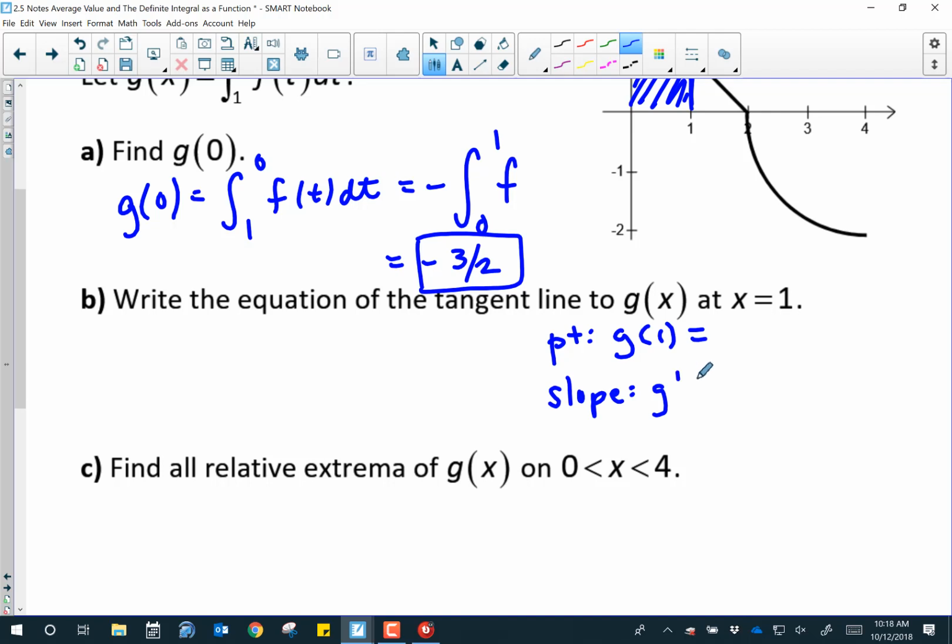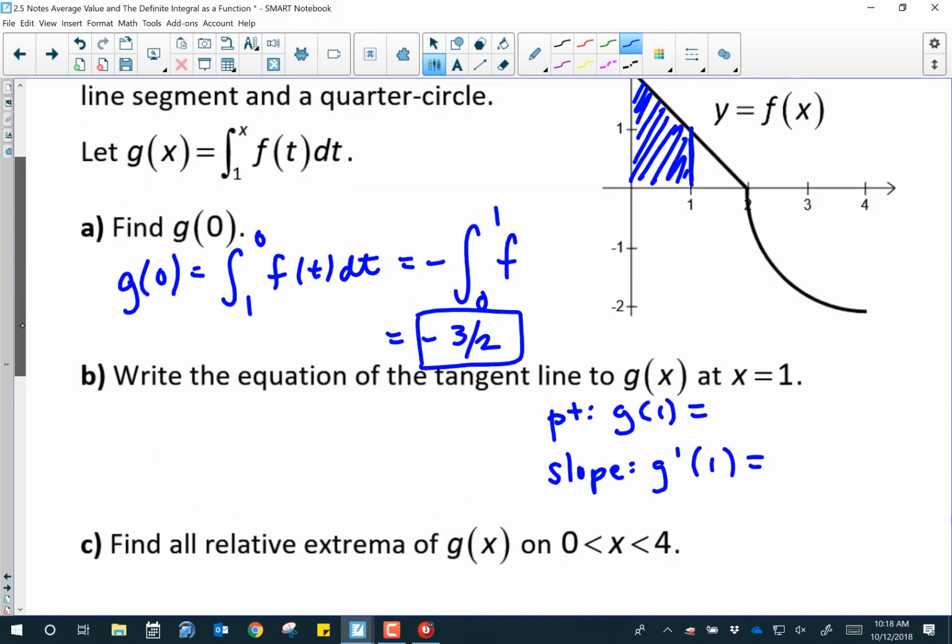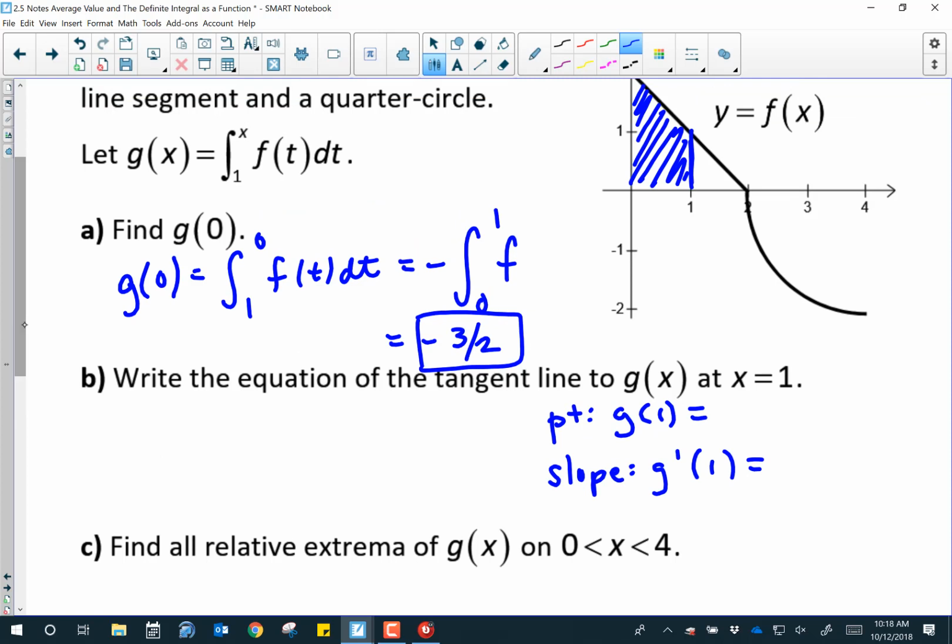G prime of 1. Okay, so g of 1, we have the equation for g, so we're going to go ahead and plug in 1 for x. So we get the integral from 1 to 1 of f, and that's really easy. We just get 0. So the y value of my point is 0. So I have the point (1, 0). Good?